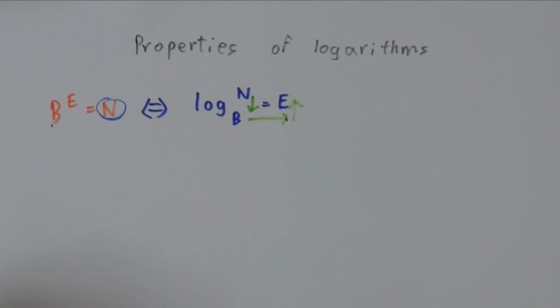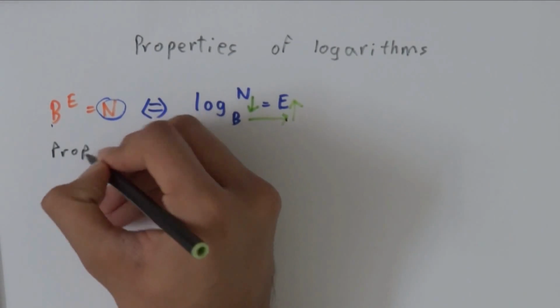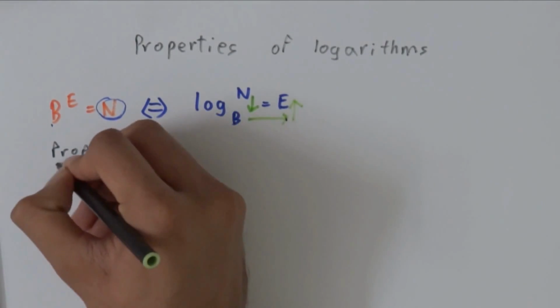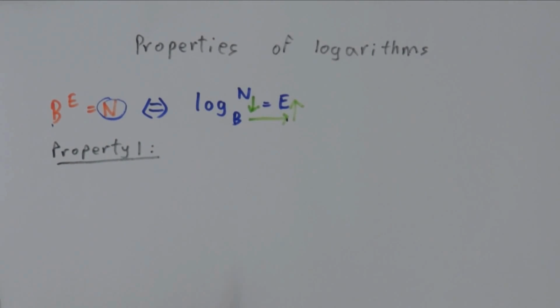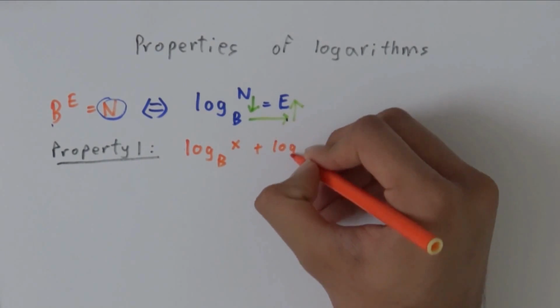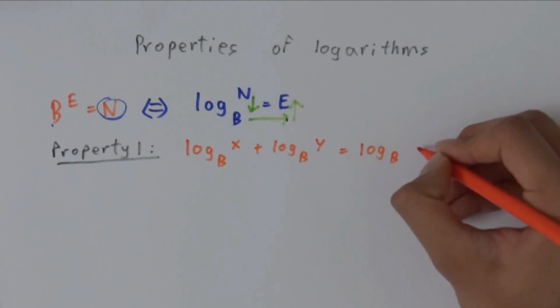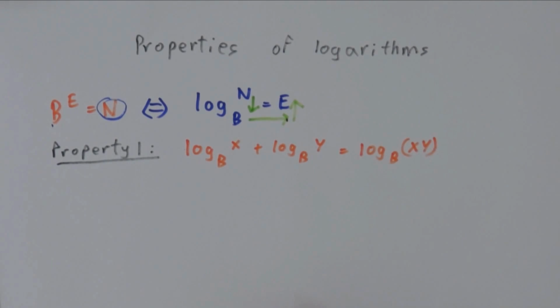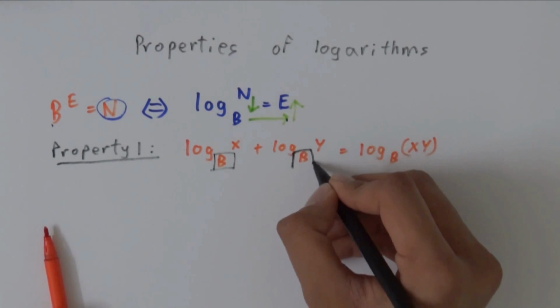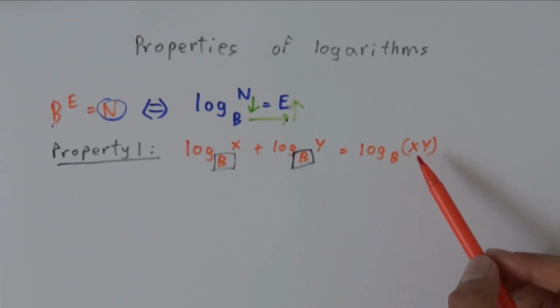So now let's start with the first property. Property 1: log of base b of x plus log of base b of y is equal to log base b of xy. So this says that when we have logs in addition with the same base, and that's really important, the base should always be the same when you perform any arithmetic operation on them. If the bases are the same and we add them, they get multiplied inside the log.